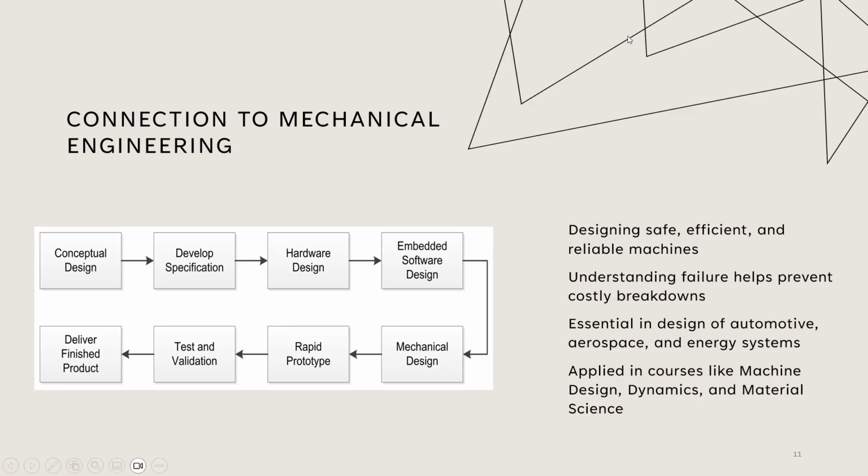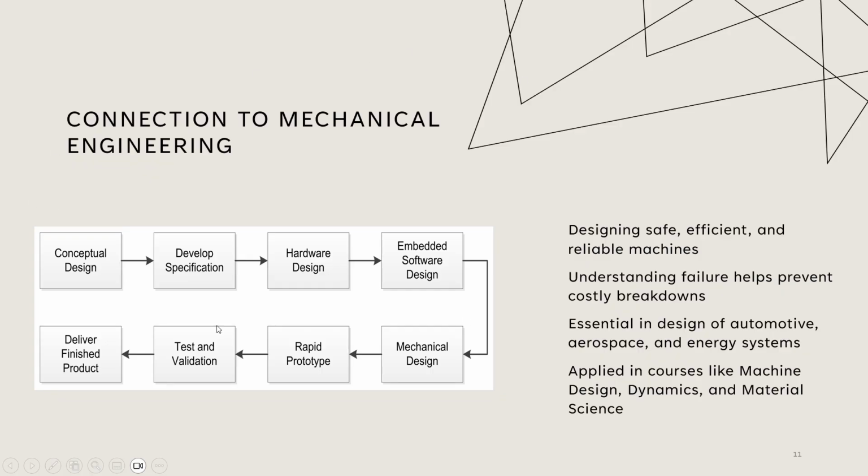So connecting this back to mechanical engineering, we want to design safe, efficient, and reliable machines. We can also use this information to understand failure and help prevent costly breakdowns of the things that we design, as well as it being essential in the automotive, aerospace, and energy systems fields that many mechanical engineers work in. And this idea of failure is also applied in courses like machine design, dynamics, and mostly material science as well.